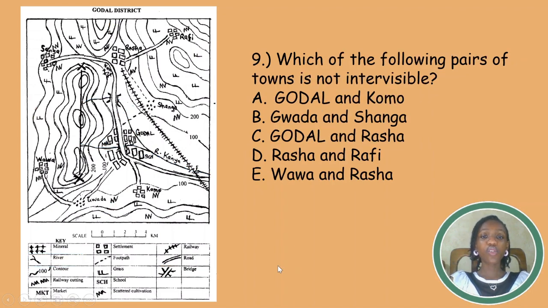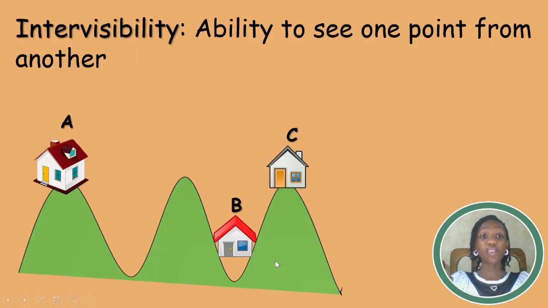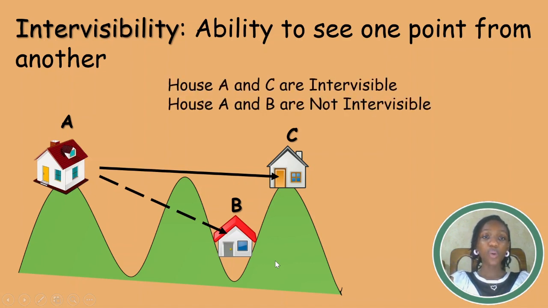Which of the following pairs of towns is intervisible? Firstly, let's explain the concept of intervisibility. Intervisibility is the ability to see one point from another. If you watch the WAEC 2023 correction, we explained a similar question using this illustration. So from house A, what can we observe? We can see house C clearly, but we cannot see house B because the hill is obstructing it. And hence we can say house A and C are intervisible, and house A and B are not intervisible.